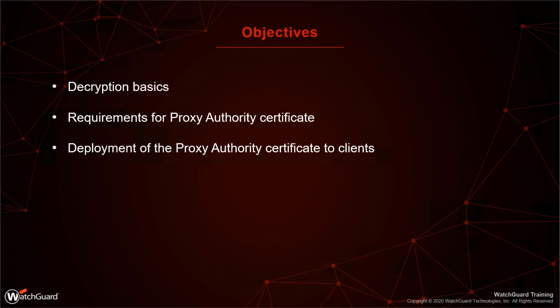In this video, I'll be covering outbound content inspection with the HTTPS proxy. The first thing I'm going to dig into is just the decryption basics that happen when you enable content inspection. The next thing I'll cover are the requirements for the HTTPS Proxy Authority certificate. And then lastly, I'll cover some deployment options for that Proxy Authority certificate to be installed on the clients.